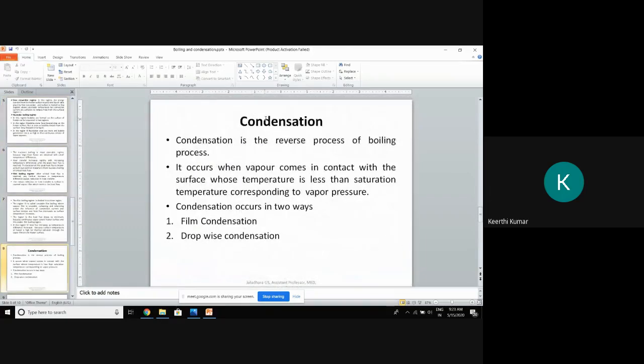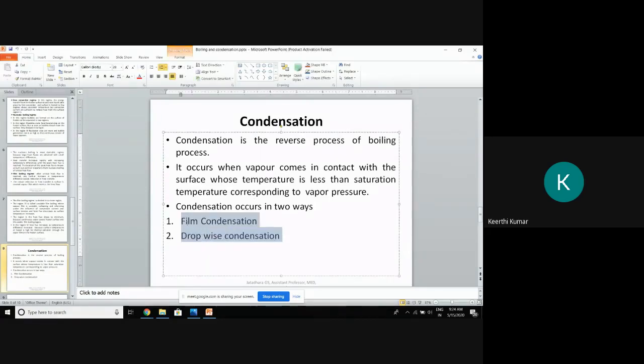Coming to condensation. Condensation is also a phase change process, but from vapor to liquid. Boiling is liquid to vapor, and condensation is vapor to liquid. They are the reverse, opposite to each other. Both are change of phase, but in boiling we convert the liquid to vapor state, while in condensation vapor goes to liquid state. That is the only difference. But in boiling there is a boiling curve, while in condensation we are not going to explain anything with a curve.